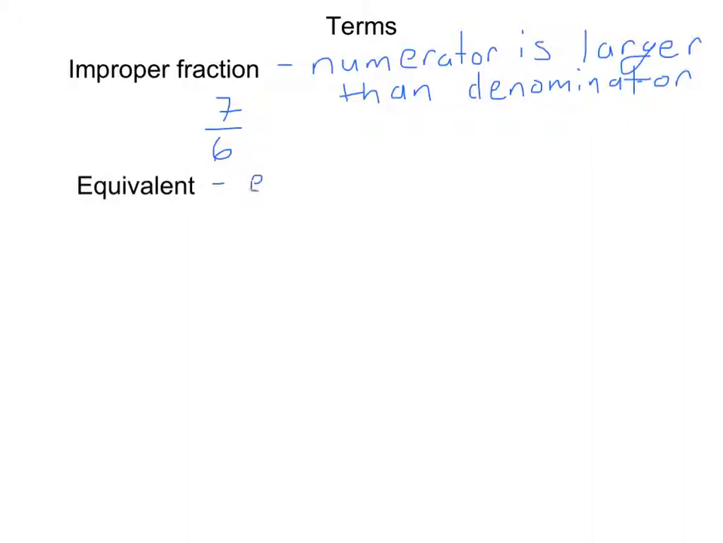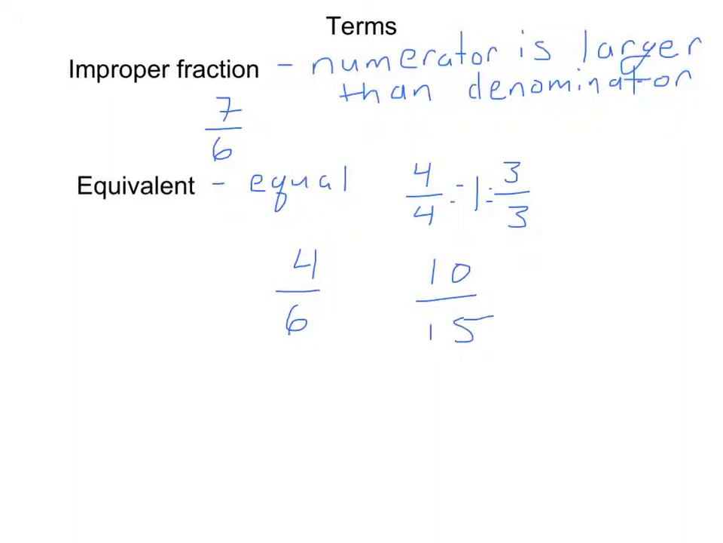Equivalent fractions are fractions that are equal. For example, if we had 4/4 and 3/3, since they both equal 1, they are equivalent fractions. We could also have the fractions 4/6 and 10/15. These fractions, when put in their simplest form, both reduce to the fraction 2/3. Therefore, 4/6 and 10/15 are equivalent fractions, which means that they have the same value.